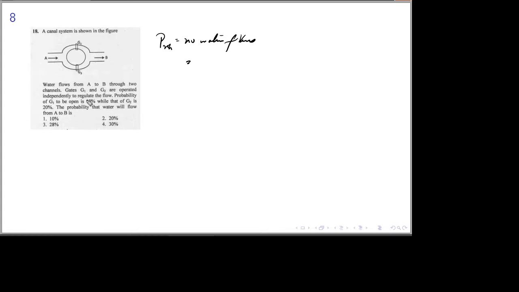So the probability that this is closed is 90%, and the probability that this is closed is 80%. 72 by 100. So the probability of open is 1 minus 72 by 100. So that's 28%. Okay, quite easy.